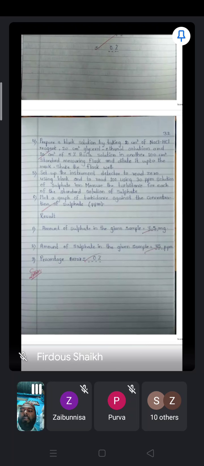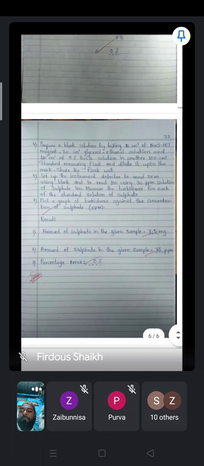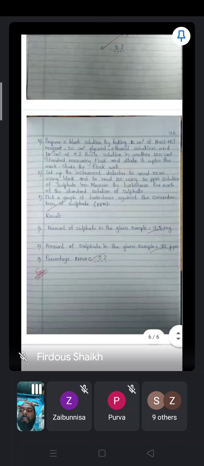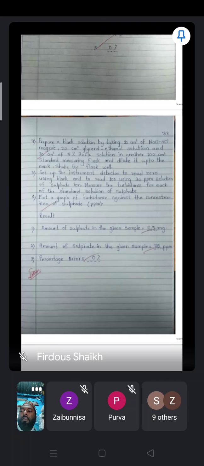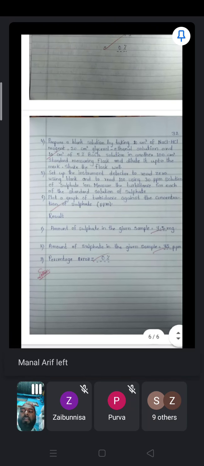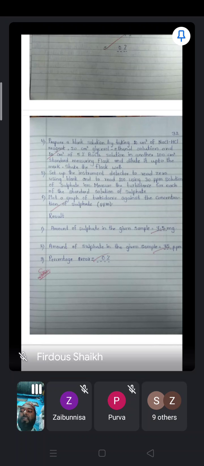Set up the instrument or detector to record 0 using the blank and to read 100 using the 30 ppm solution of the sulfate ion. Measure the turbidity for each of the standard solutions of sulfate. Then we have to plot a simple graph of the turbidity against the concentration of the sulfate ion solution in ppm.